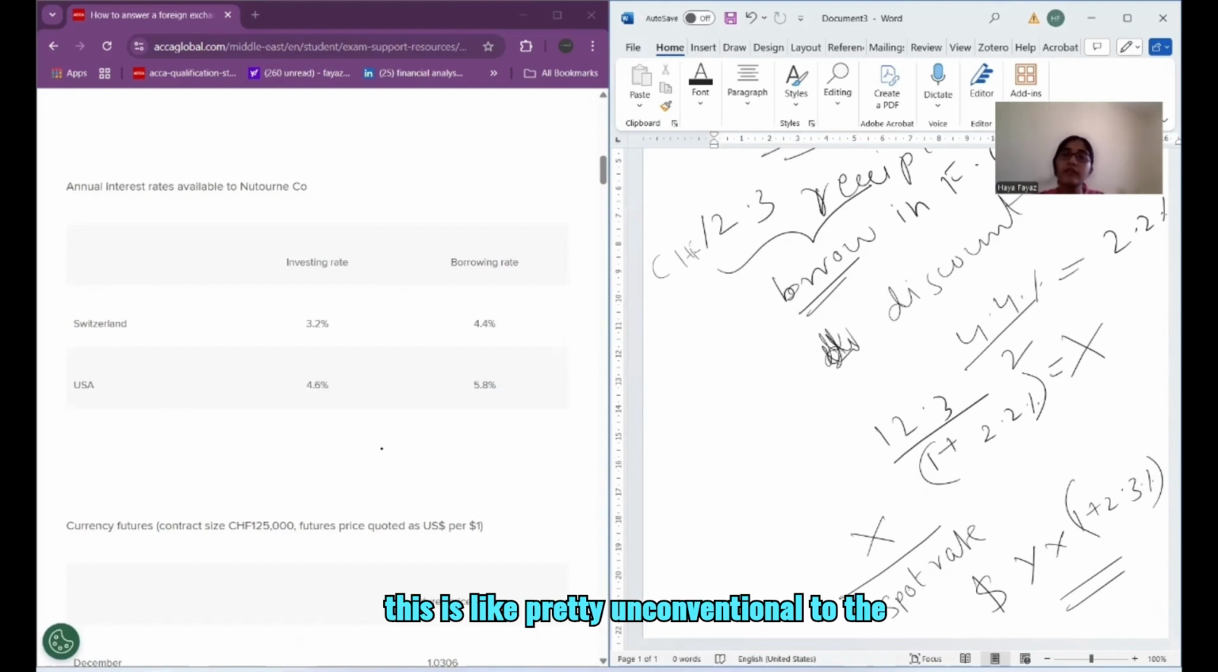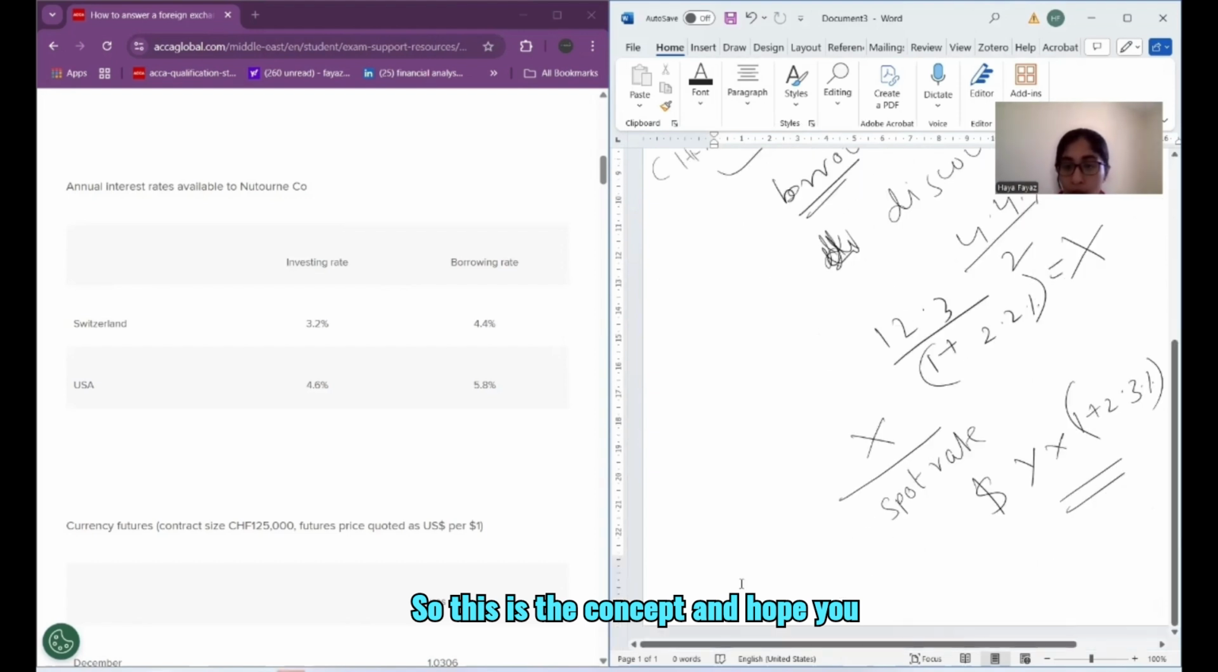This is pretty unconventional compared to the other methods. Here I am having some amount in my bank, and I'm certain that I'm safe, and whatever my future receipt in the foreign currency comes, I will use that receipt to pay off the borrowing that I made earlier, if you remember the initial borrowing I mentioned. That's all. So this is the concept, and I hope you understood it.